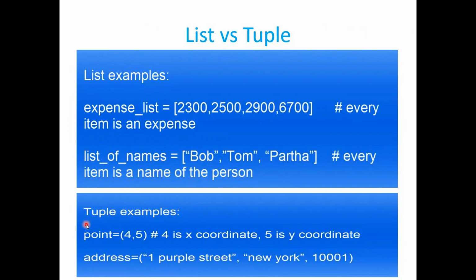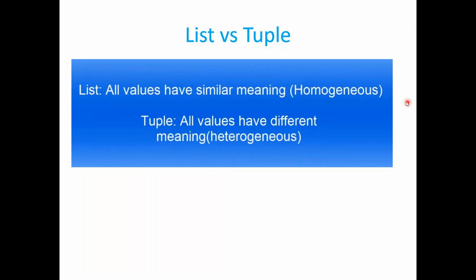Coming to tuple examples, if we take this point 4, 5, here 4 is the x coordinate, 5 is the y coordinate, right? Again, if you take an address, you have street name, location, and then zip code. So again, remember this fundamental concept. A list contains homogeneous type elements, a tuple contains heterogeneous type elements.